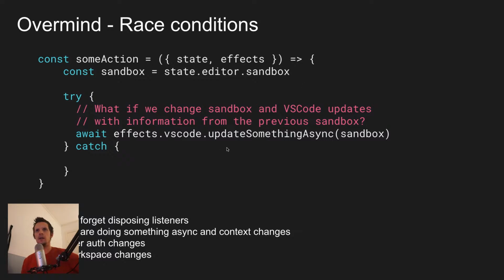And then we have race conditions. Here's an example. We have a sandbox. We don't really know if it's there. Again, null checking. And then we await something from VS Code, for example. And then maybe we forget to dispose a listener. Maybe we change to a different sandbox. Maybe the user is logged out for some reason. All kinds of things can happen while it's awaiting this update. Yeah, and we don't really deal with that.